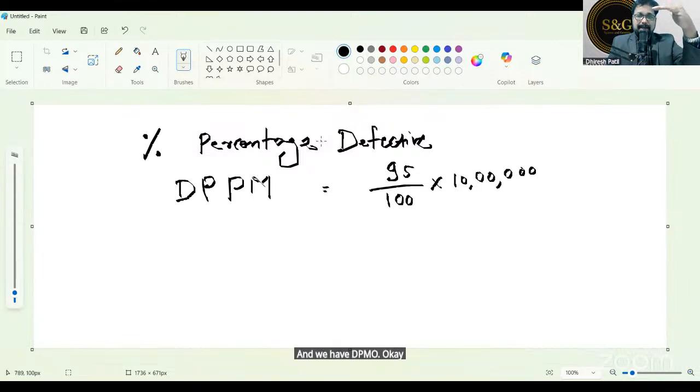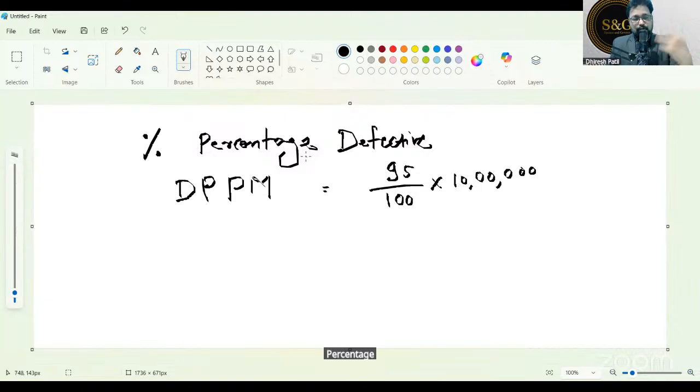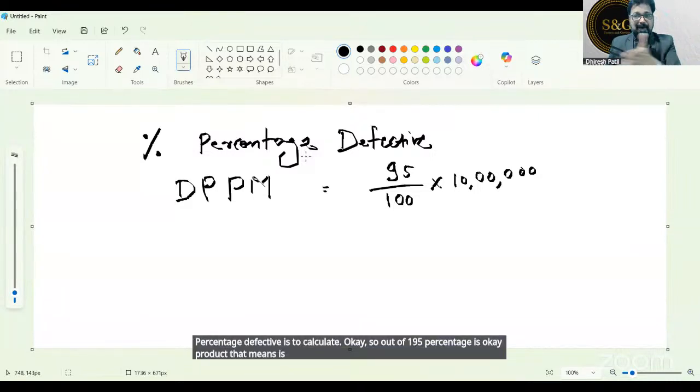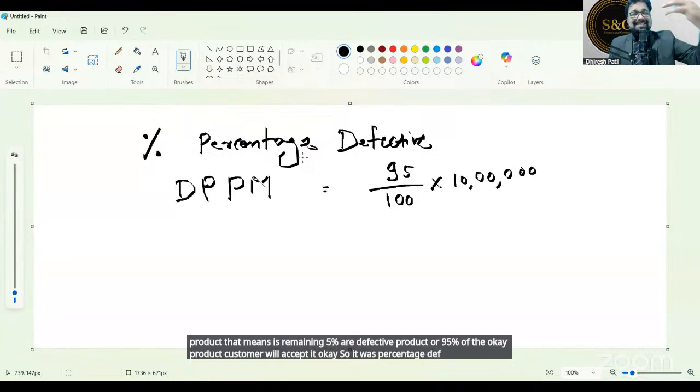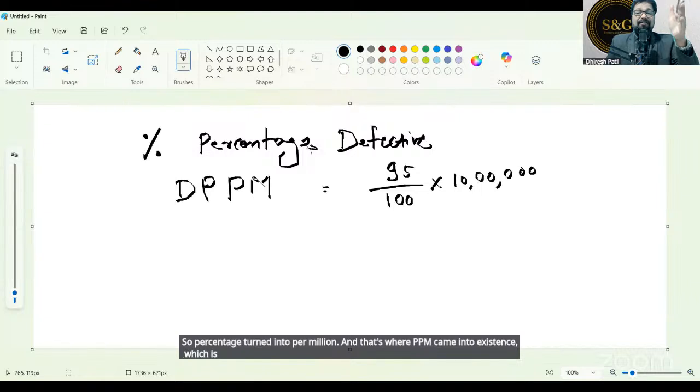So we are just explaining the chronology in which these formats arrived. Earlier it was percentage defective that we used to calculate. So out of 100, 95% is okay product. That means the remaining 5% are defective, or 95% of the okay product, the customer will accept. So it was percentage defective. When industrialization happened and mass production started, percentage turned into per million, and that's where PPM came into existence, which is parts per million or defective parts per million.